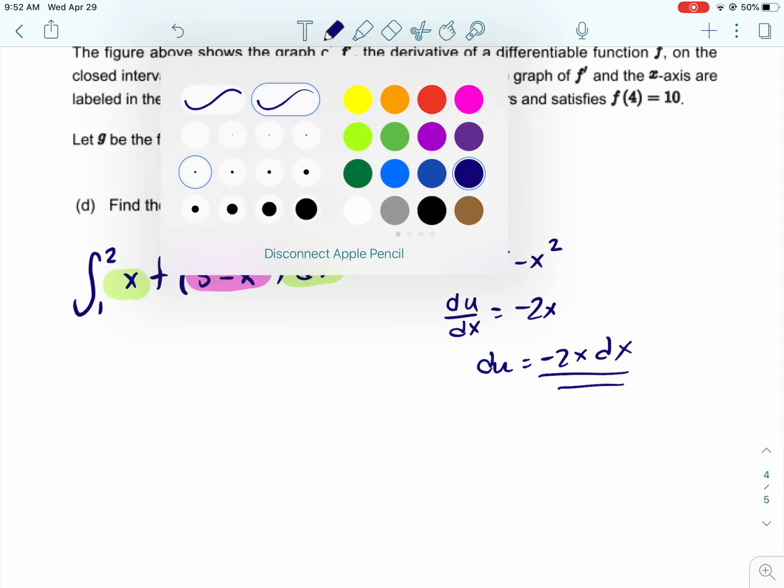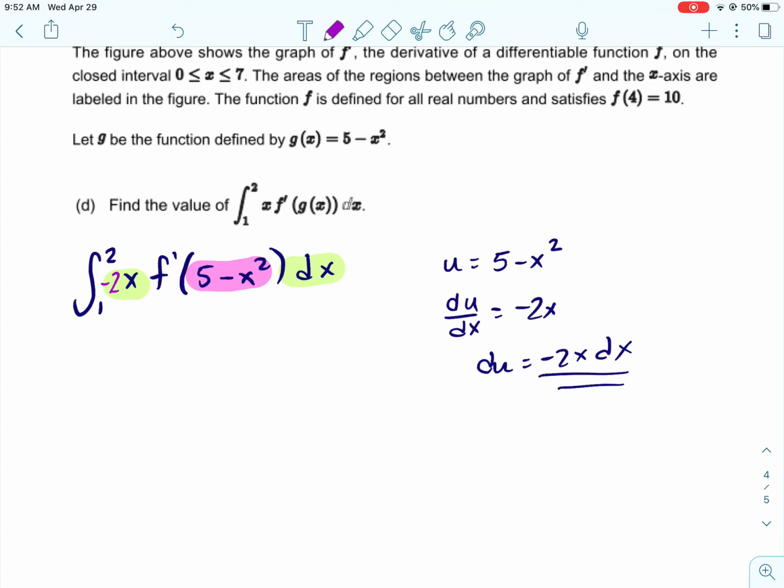Okay, so we need to have negative 2x dx in the problem. Now what we have is x dx. So we need that negative 2. So I am going to multiply by it. But that changes the value. So what we would have to do on the outside is multiply by the negative 1/2. Okay, and then I'm ready to rewrite this. So I have this negative 1/2. And then we have the integral.